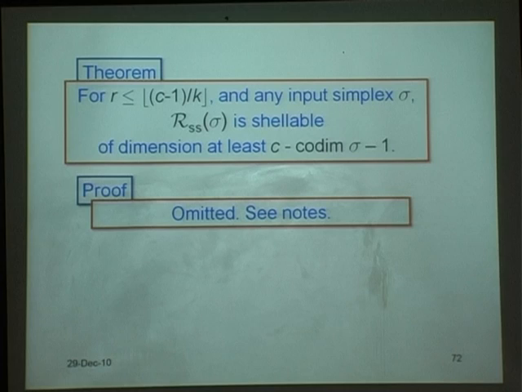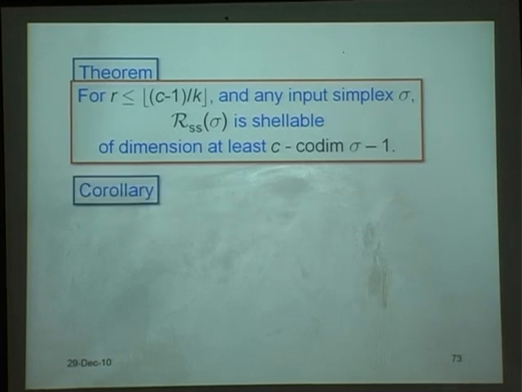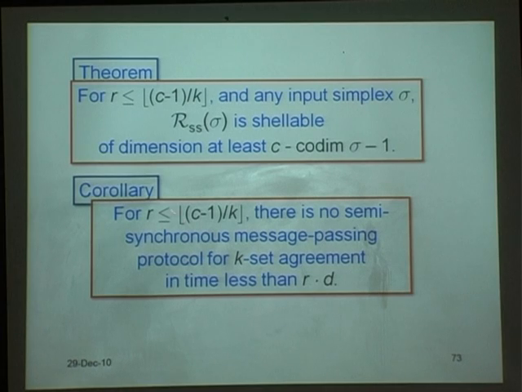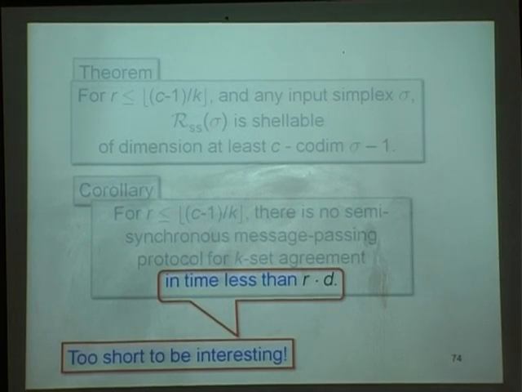What do you get out of this? Well, the corollary is that for this many rounds, there's no semi-synchronous message passing protocol for k-set agreement in real time less than R times d, where d is the message time. But that's not very interesting because it's too short. This is way shorter than the time lower bound for doing consensus. So this isn't yet what we're looking for.